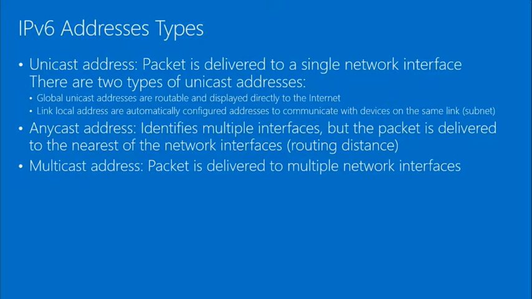There are 2 types of unicast addresses: global unicast addresses, which are routable and exposed directly to the internet, and link local addresses, automatically configured addresses to communicate with devices on the same link. So these aren't globally routed. Link local is very similar to your APIPA. It's sort of the IPv6 equivalent. I say sort of, loosely. IPv6 is like subnetting; we're not going to go into nearly the depth.